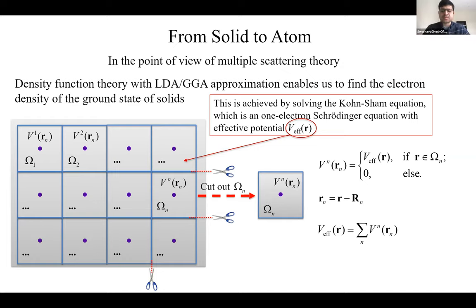Yang, I have a question. Hello, can you hear me? Yes. So in DFT, we can't split the total potential into these atomic clusters, right? Because the V effective is the exchange correlation plus the electrostatic part, and the electrostatic part has the long range. So how can you split this into a sum?